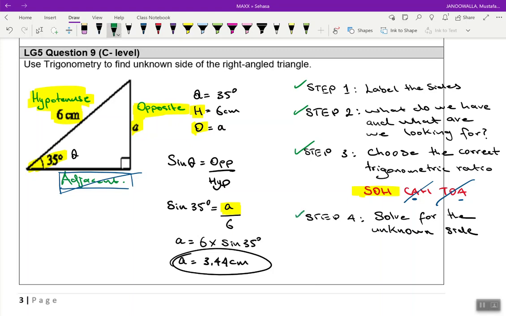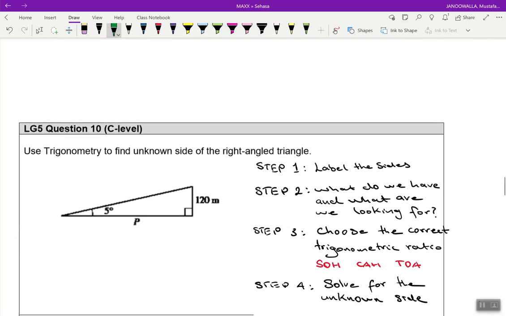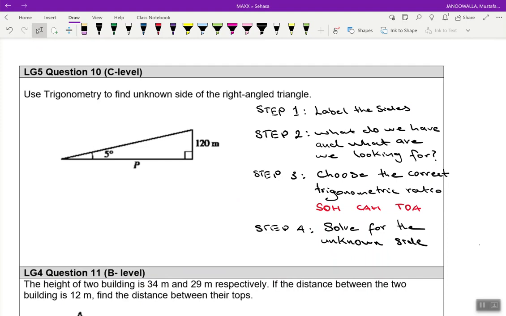We're going to do the same 4 steps with the next question. I've got the 4 steps written down again there. First we label the sides. I'm going to go a bit quicker in this one. The hypotenuse is the longest one, so I'll call that H. Opposite the angle is the opposite side, I'll call that O, and the last one's adjacent. Step 1 done. What do I have? What am I looking for?